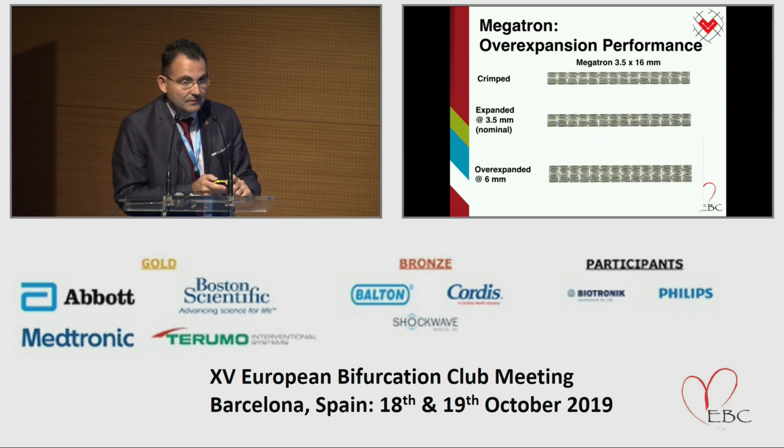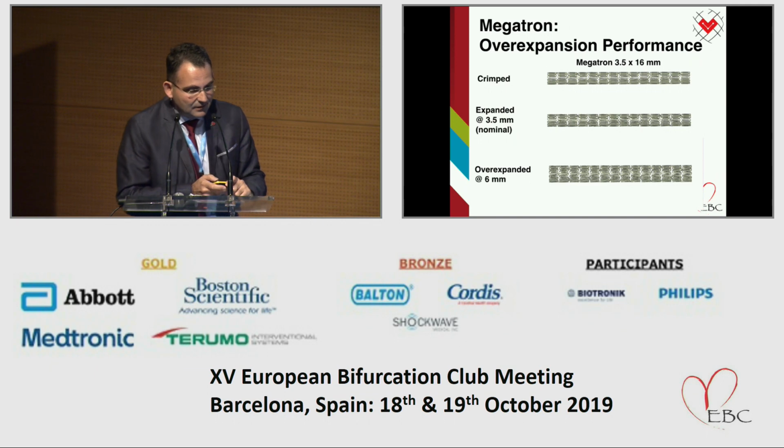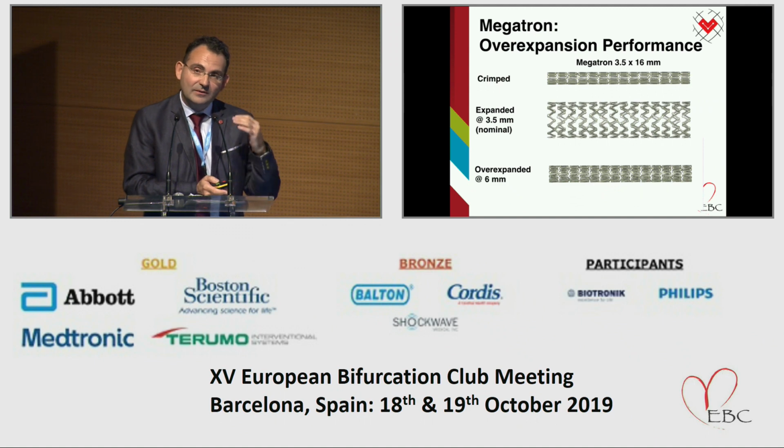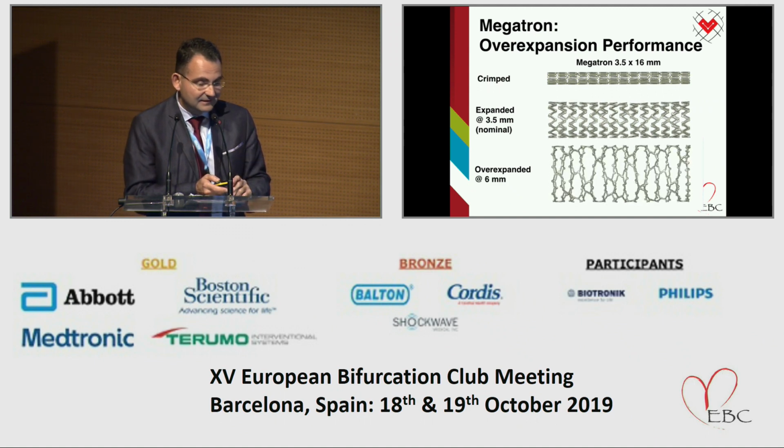Here is a Megatron 3.5 by 16. You can appreciate here the overexpansion performance. That's a computational deployment. So the second line is the stent expanded at 3.5 nominal. And then the third line is the same stent expanded at 6.0.